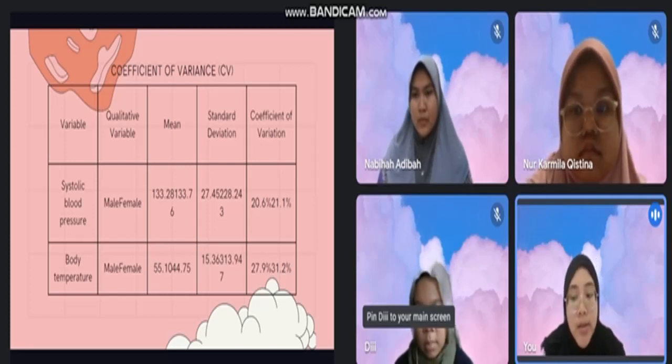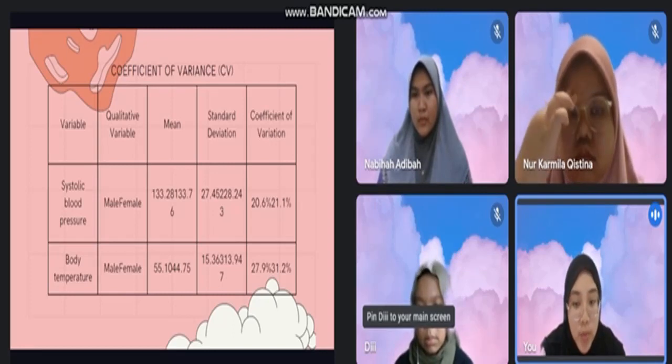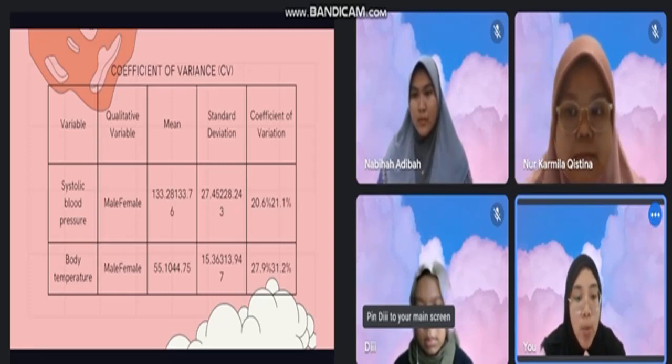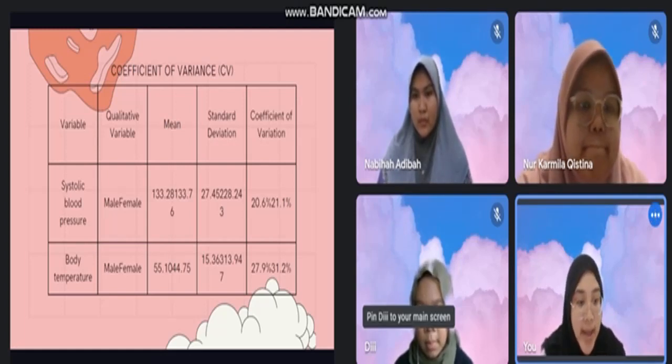Coefficient of determination from the SPSS output is 0.142, which is equal to 12.4%. And 12.4% of total systolic blood pressure can be explained by body temperature using the Pearson correlation.